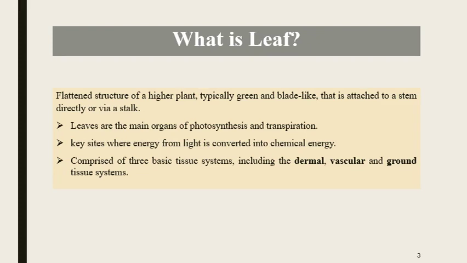converted into chemical energy. Similar to the other organ of a plant, a leaf is composed of three basic tissue systems, including the dermal, vascular, and ground tissue systems. These three motifs are continuous throughout the entire plant, but their properties vary significantly based upon the organ type in which they are located.